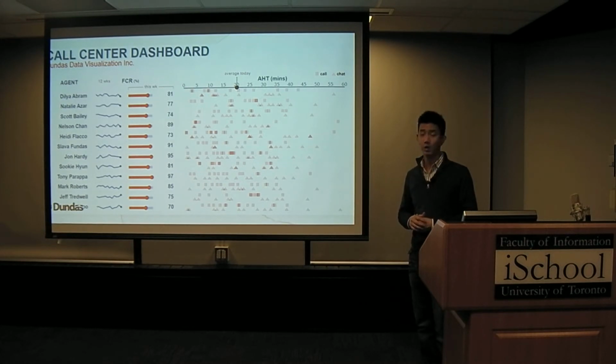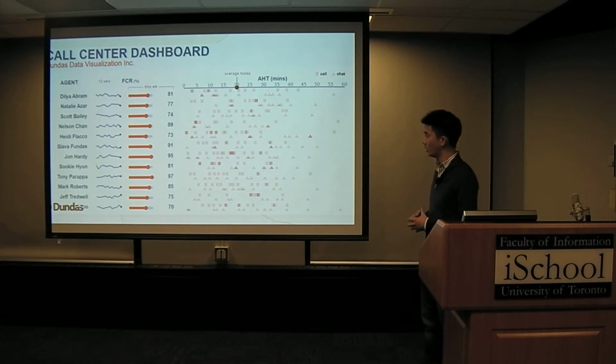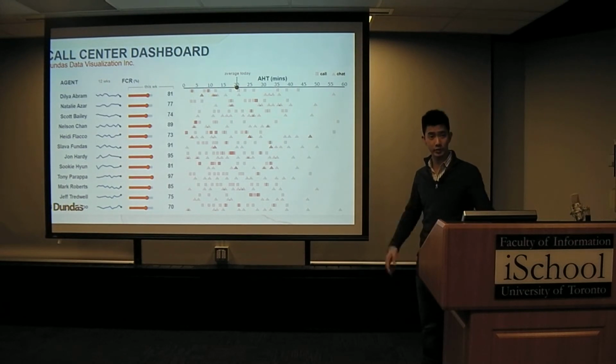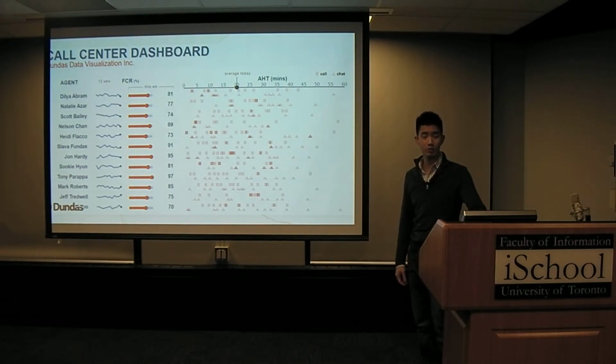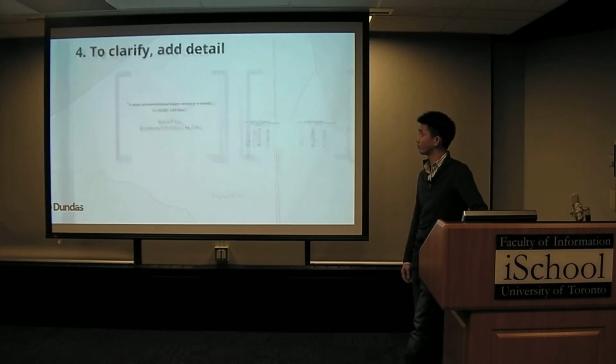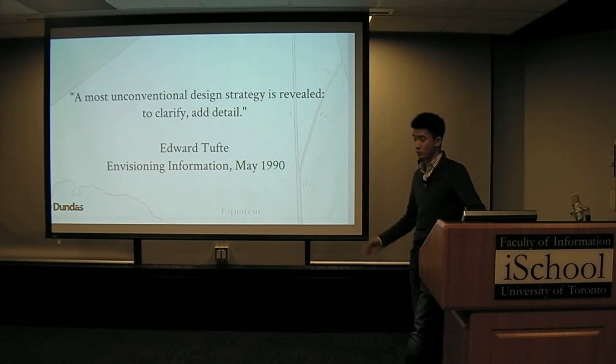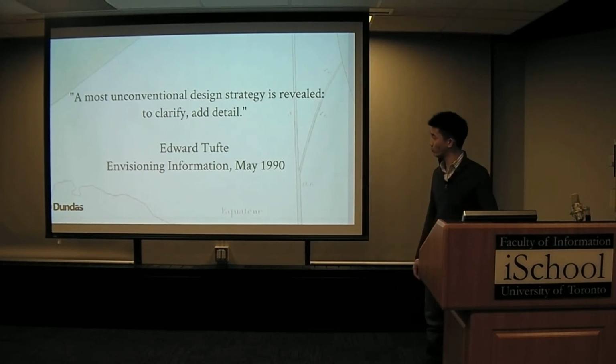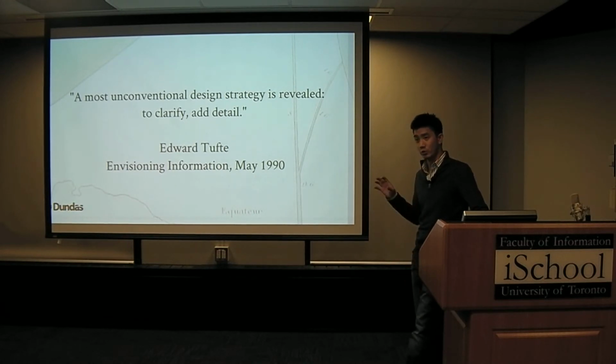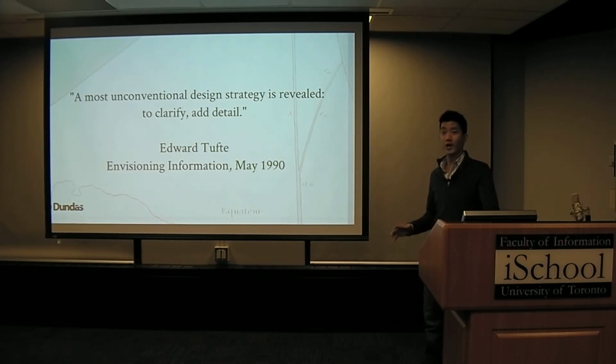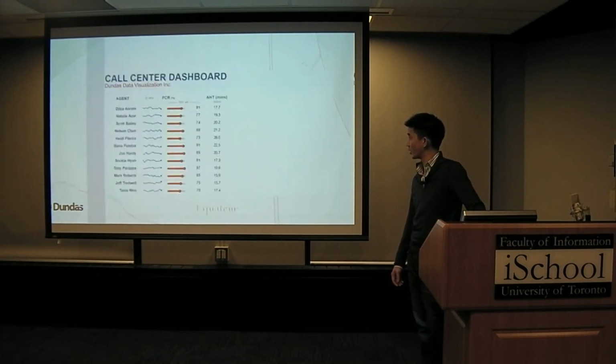So very quickly, by adding more data, as counterintuitive as that sounds, we add context, we show causality, we show a little bit of mechanism, and we try and explain things as clearly as we can. And that's really the goal of a data graphic at the end of the day. And this goes to our next principle, which is to clarify, add detail. As counterintuitive as that sounds. Edward Tufte's quote here is that when it comes to presenting data and information, and most unconventional design strategies revealed, to clarify, add detail, just like we did there.